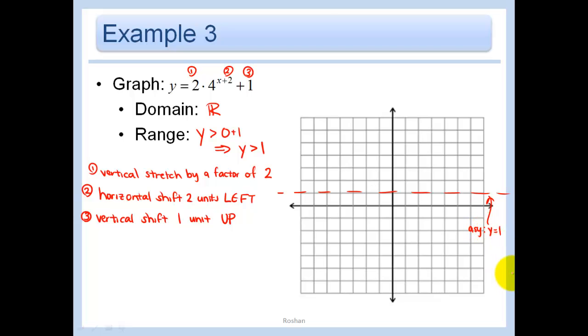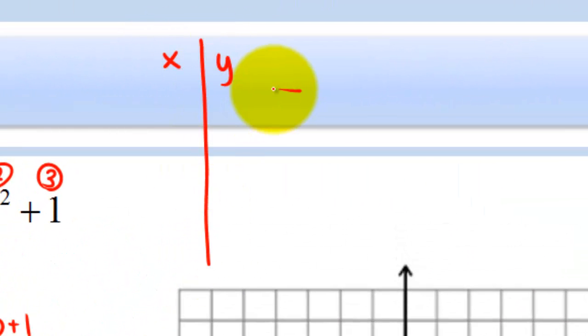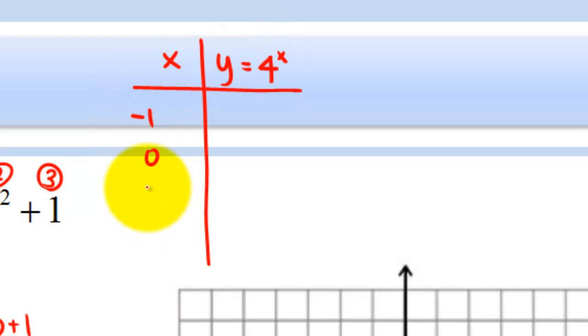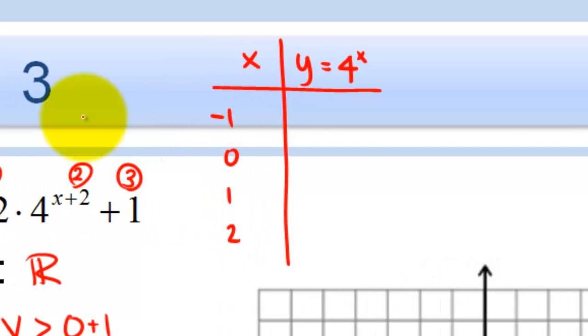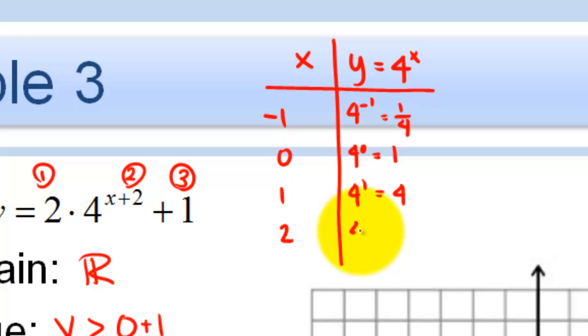1. So what I think I'm going to do in this case is just start with making a table of values for y equals 4 to the x power, and then I'm going to apply my transformations. So let's do -1, 0, 1, and 2. So when I have 4 to the x power, I have 4 to the -1, which is 1/4. When I have 4 to the 0 power, I have 1. When I have 4 to the first power, I have 4. When I have 4 to the second power, I have 16.